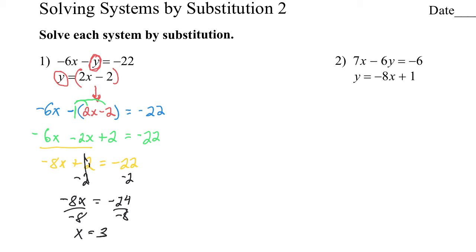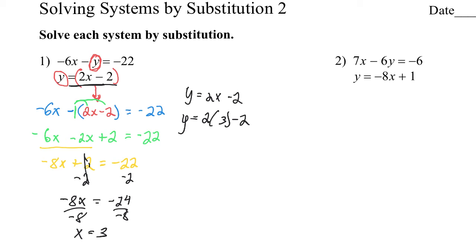Double negative makes positive. Once you got the x, then you take it and plug it back in for x into one of the two equations. Now in this case, the equation that's solved for y is going to be the easy one. So that's where I would go. I've got y equals 2x minus 2. So I'm going to take the 3 and plug it in for x.